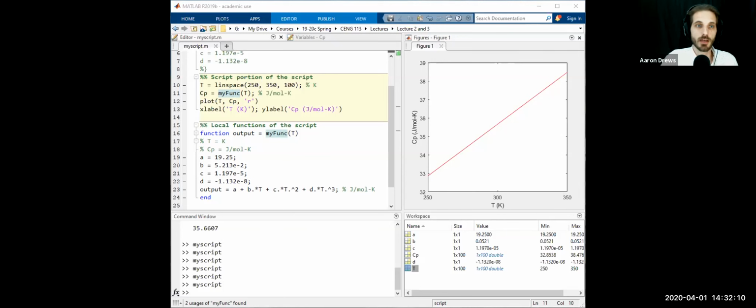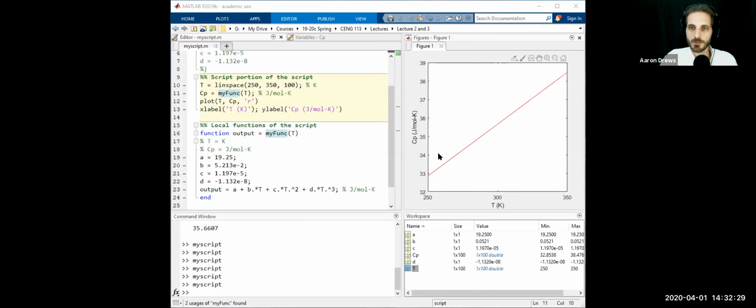As an example of how we might use a local function, one thing that you're going to have to do pretty frequently is to solve an equation for an unknown. This is a procedure called root finding. And I'm just going to give you a quick overview of root finding.